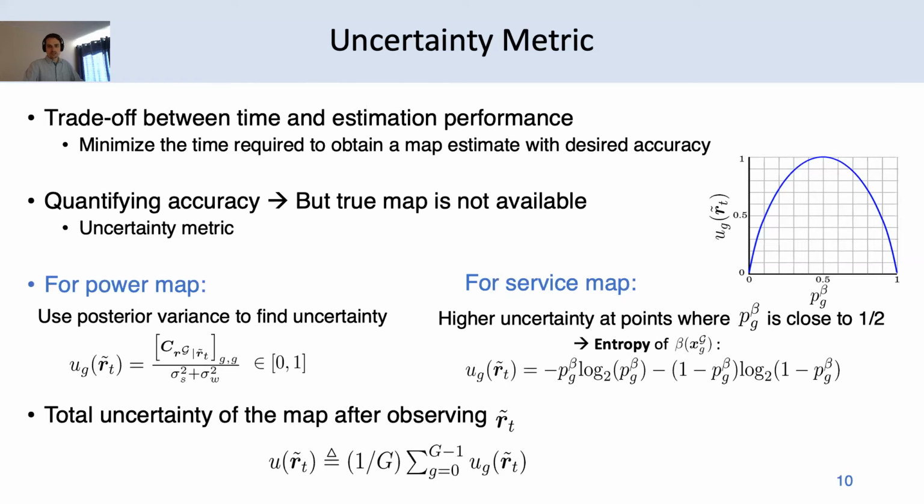These metrics provide the uncertainty at each grid point. For quantifying how the uncertainty of the map decreases as more measurements are collected, one can just average the uncertainty across grid points.